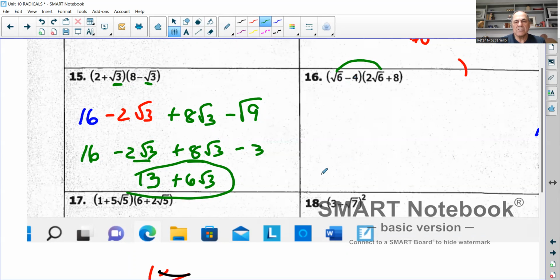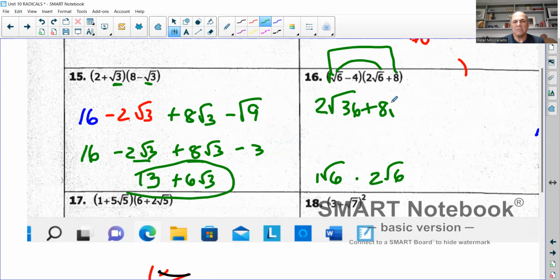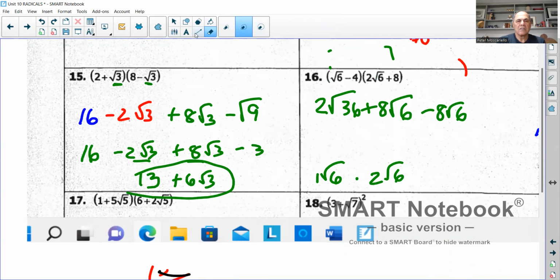The first. So you're doing root 6 times 2 root 6. All right, you multiply the coefficients. 1 times 2 is 2. Multiply the radicals, root 36. Then the outer ones, and you just tack on the root 6. The inner ones, negative 8 root 6. And the last ones would be this times this, which is just negative 32.